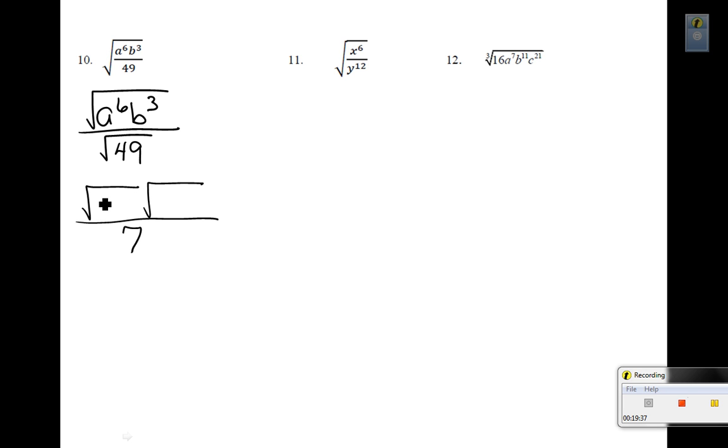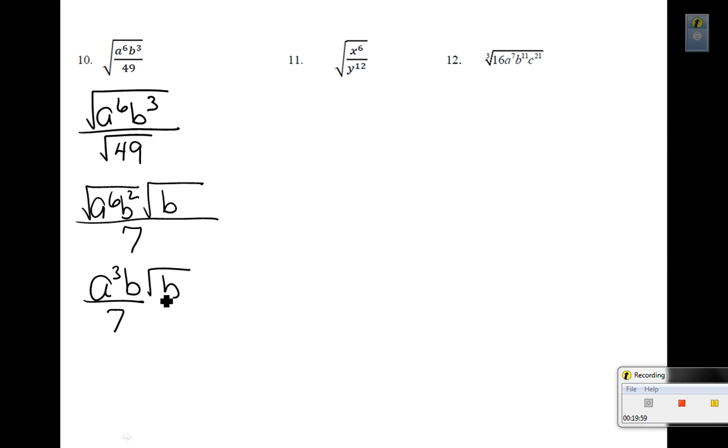So I'm going to use a to the 6th because 2 goes into 6 nicely. And I'm going to use a b squared, which leaves me a b right there. Ending answer, a to the 3rd b over 7 times the square root of b.